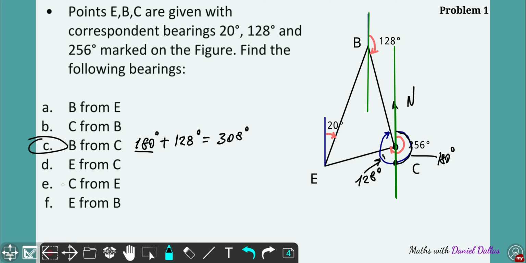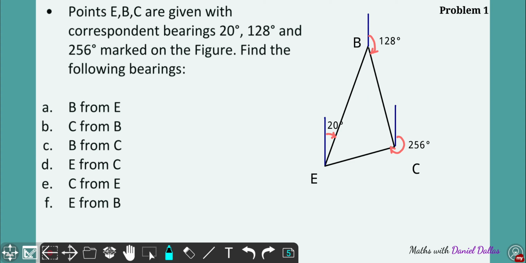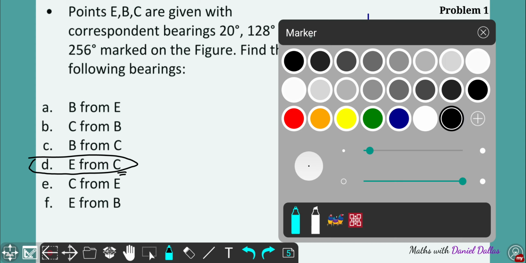Let's have a look at question D. So I moved to the next slide right there. We are on question D. Let's have a look there. We need to find the bearing of E from C. So C is again the starting point. So we set up here.